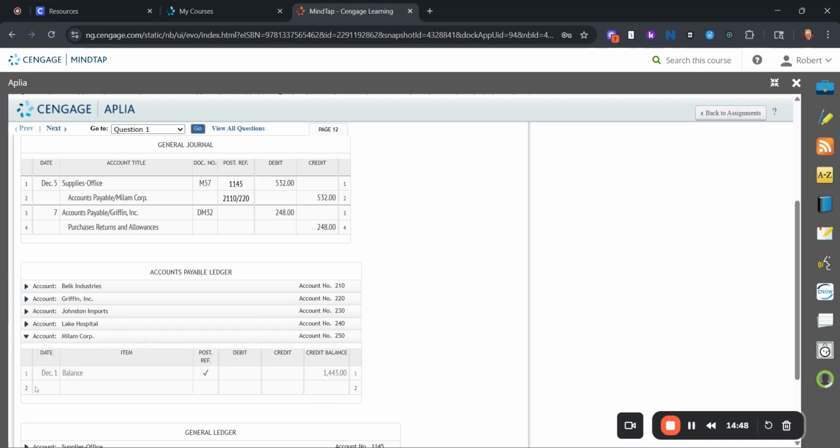So let's transfer all this down here. So the 5th, G12, 532. Easy to make mistakes. 1975 for the new balance. Let's change that account number to 250. Now we got it. We just need to change Griffins, which we'll do on the next one. All right. So Multicolumn Corporation takes care of that transaction.